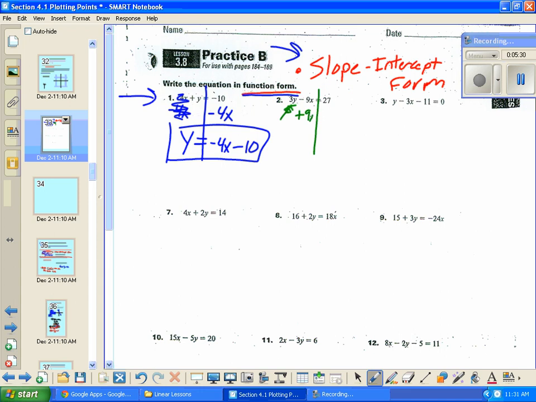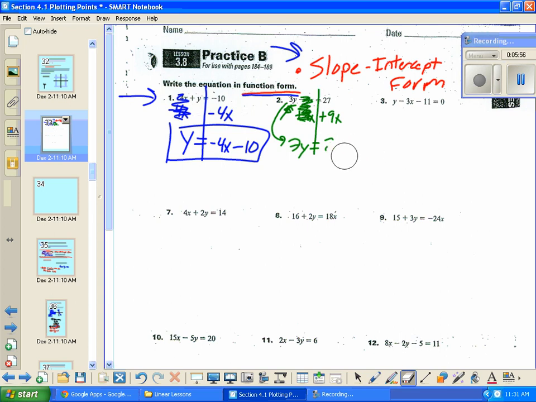To do that, I'm going to add 9x to both sides of my equation. When I do it to the left side, negative 9x plus 9x, those essentially cancel out, and they're gone. So that's what I'm trying to do, eliminate it from that side. All I have left now is 3y on the left side. On the right side, again, I have 27 plus 9x. So you could write it like this, 27 plus 9x, and that's fine.